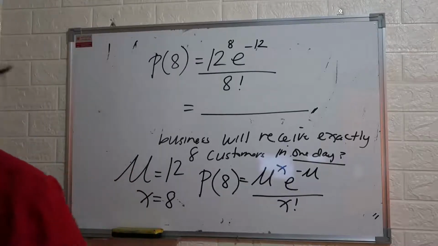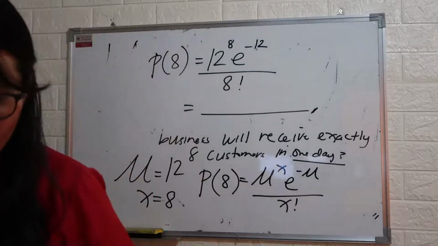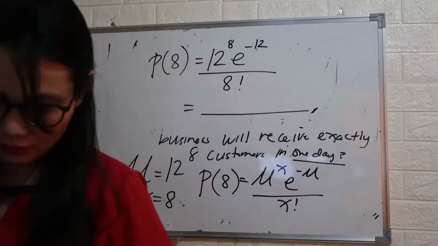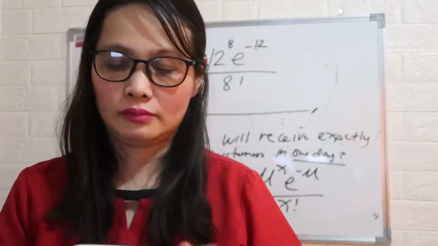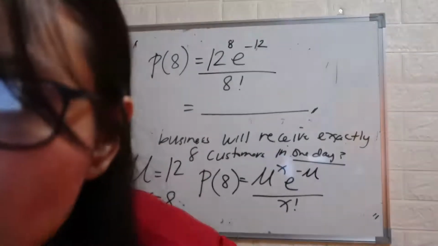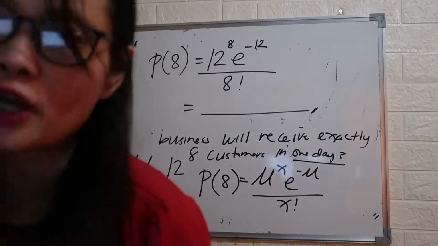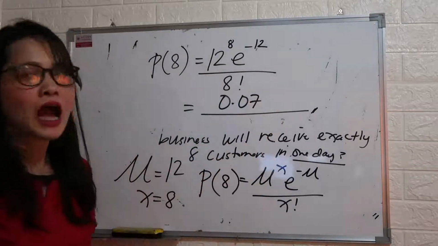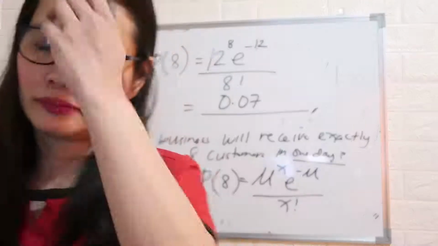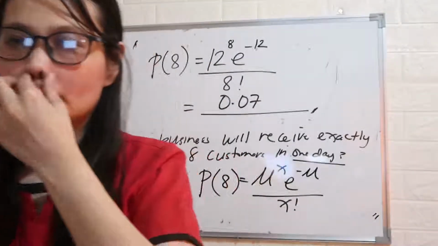3.58? Try to solve it again. That's 0.07. Okay, very good. So that will be 0.07. How do you get that, my dear? How do you get it?